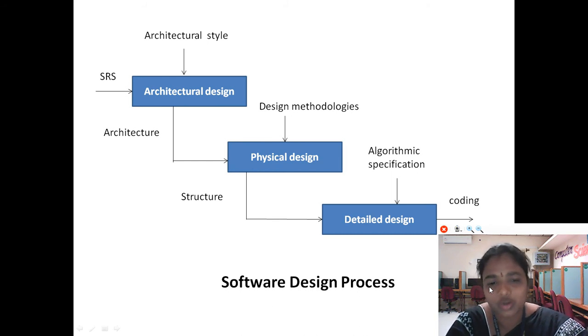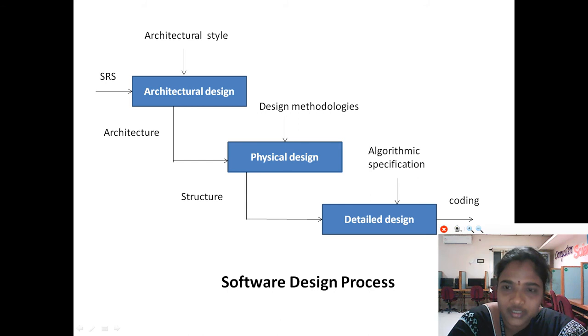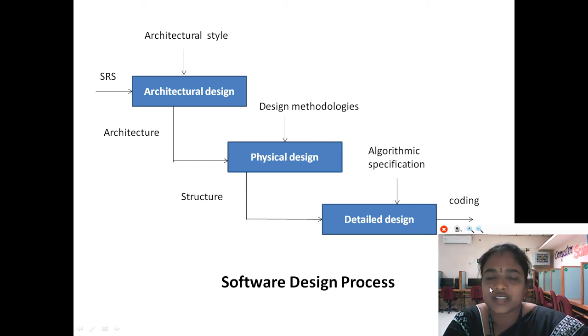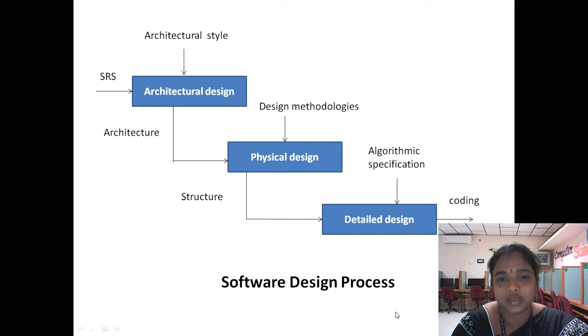Right. So here also it is the same. Coming to the software design, in detailed design we are going to develop the algorithm for each module designed in the physical design phase. Then after writing the algorithm, we can directly go for the coding phase. Okay. So this is the software design process.